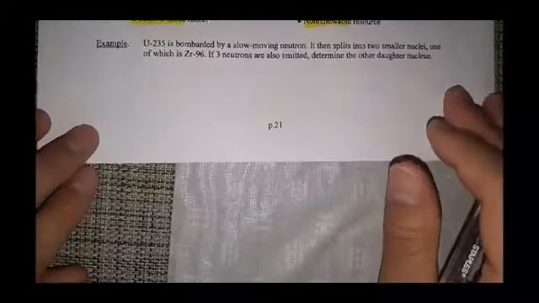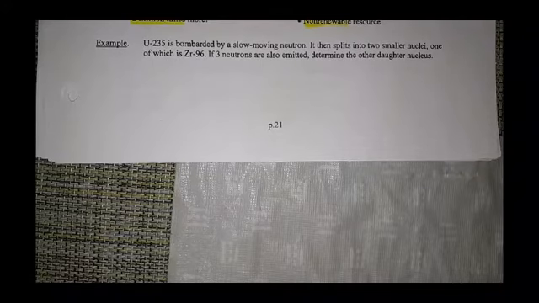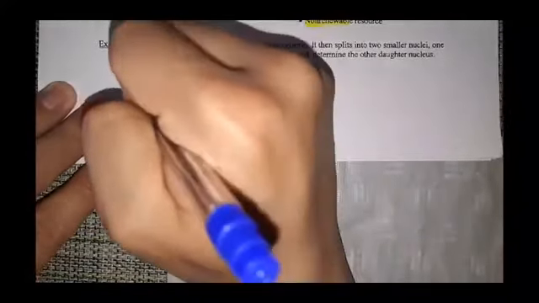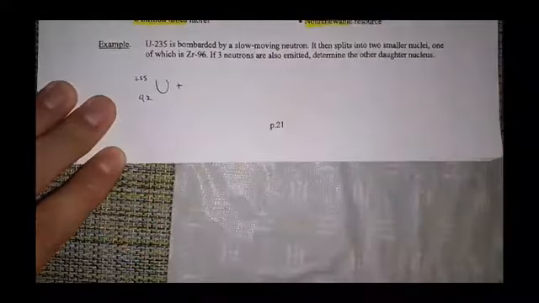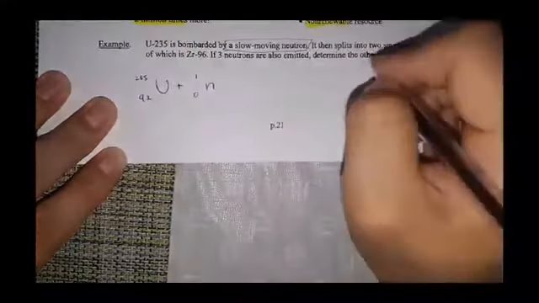So let's do a quick example. Uranium-235 is bombarded by a slow-moving neutron. It then splits into two smaller nuclei, one of which is zirconium-96. If 3 neutrons are also emitted, determine the other daughter nucleus. So let's do this question. Parent first, and it says it collides with a slow-moving neutron. And that's everything on the left side.